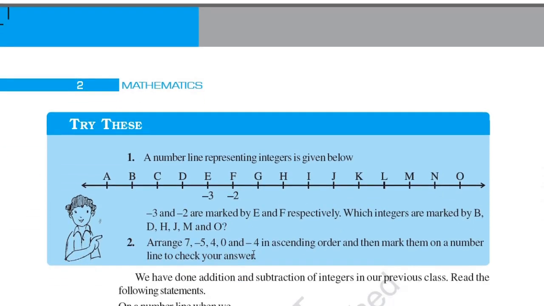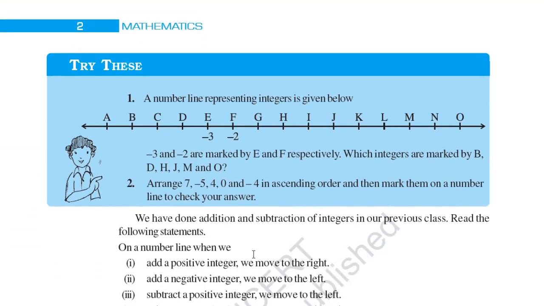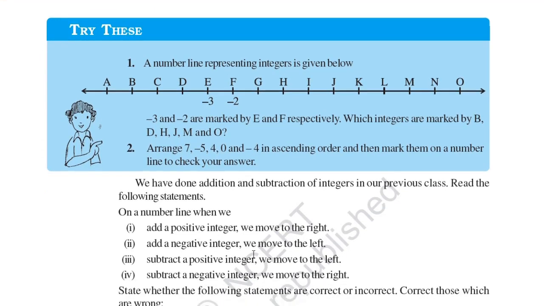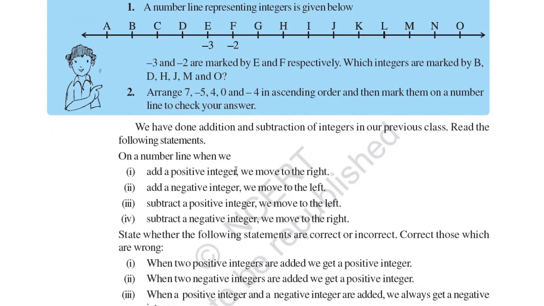So try this. A number line representing integers is given below. So you can see a number line representing integers. So you can see -3 and -2 marked by E and F respectively. Which integers are marked by B, D, H, J, M and O? Arrange -7, -5, 4, 0 and -4 in ascending order, and then mark them on a number line to check your answer. So you can write it like that.